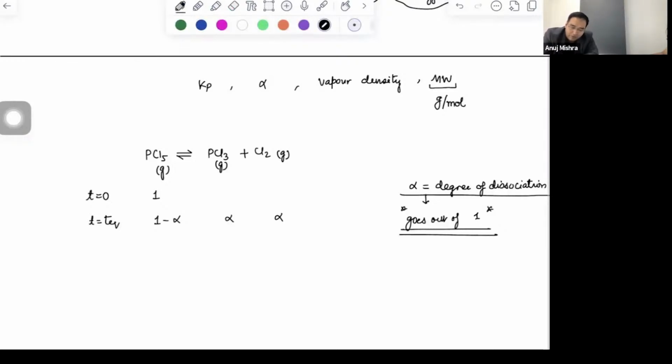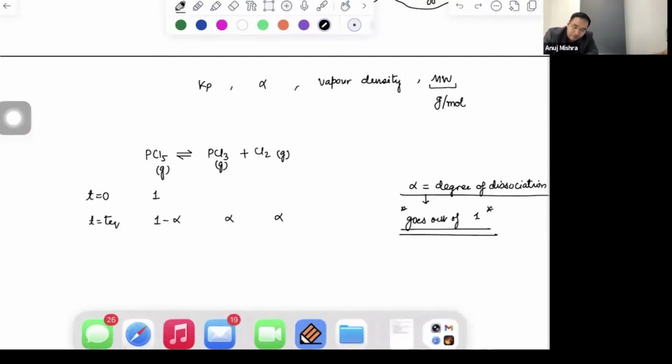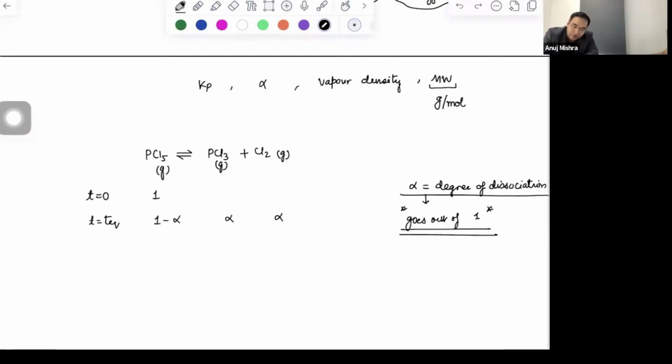Now, just look at this. 1 minus alpha, alpha, alpha, what is the total coming up? Add all of them. So see, this is the reactant. Now here is a common confusion which I'll tell you. This is the reactant. These are the products. So what is the total number of moles? 1 minus alpha plus alpha plus alpha, which is 1 plus alpha. Think, you started the reaction with 1 mole, now you have 1 plus something.